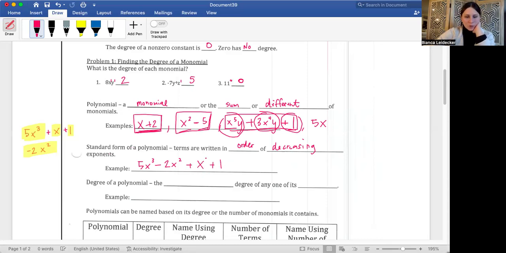Because this would have a 1 degree and this would be a 0 degree. So the degree of a polynomial is the highest degree of any one of its terms.